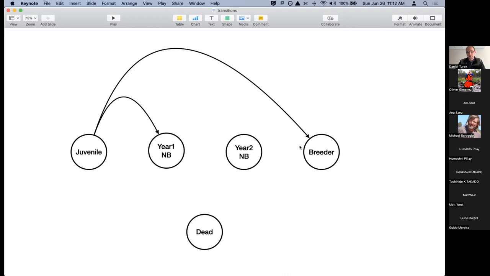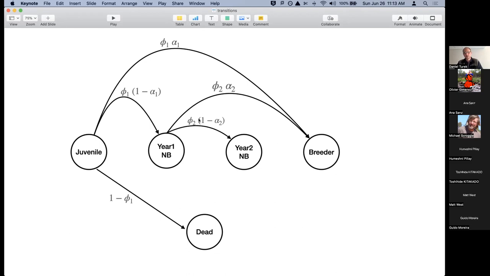And the probabilities associated with those would be survival of juveniles, that's phi one, times the probability of them moving to a breeding status, which would be alpha one. So phi one alpha one, and phi one times one minus alpha one, the probability that they don't breed in the next year. Similarly, juveniles could die, which is just one minus phi one. Similarly, for year one non-breeders, they can either not breed in the next year or transition to breeders, full breeding status. And that happens with survival probability phi two, a different survival for year two individuals, times alpha two, the probability of transitioning to the breeding state. So phi two alpha two, phi two times one minus alpha two, or they can die with one minus phi two.